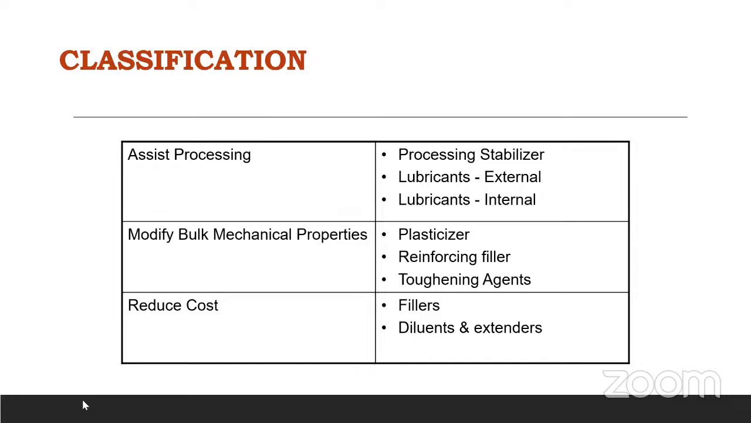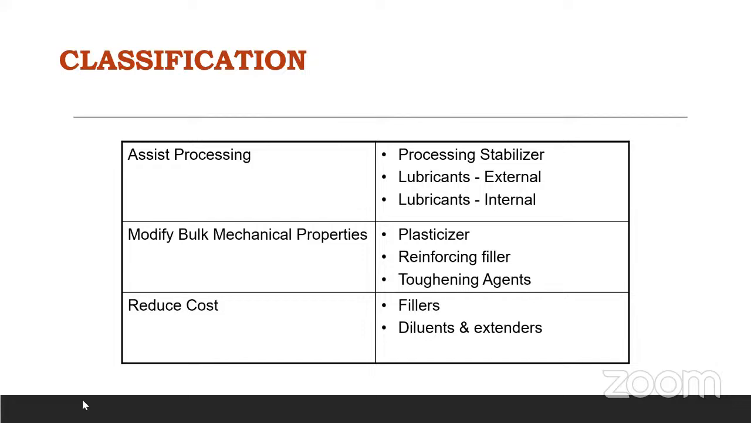Now you have the classification of additives. There are different additives, and they can be classified based upon the different roles they play. First, you can see is assisting in processing. Assisting in processing, we can generally say, mostly means processing stabilizers or lubricants.